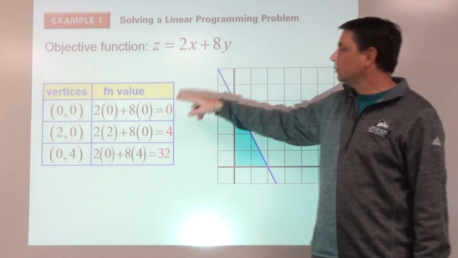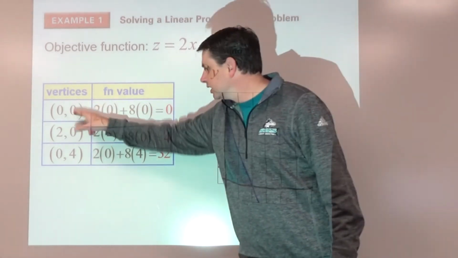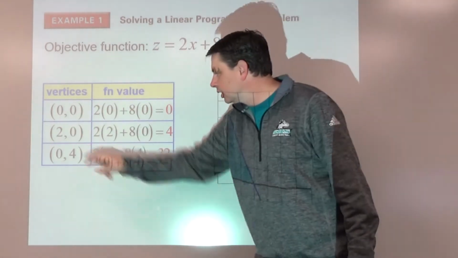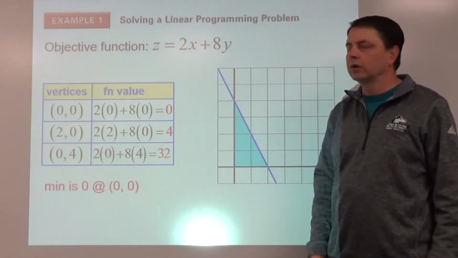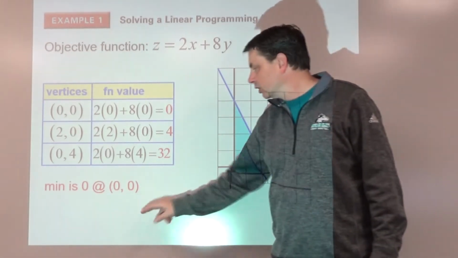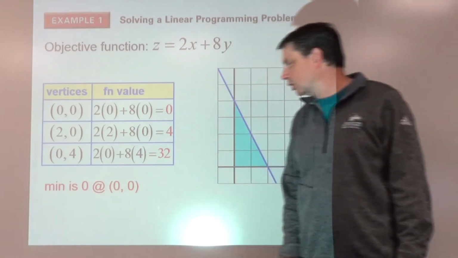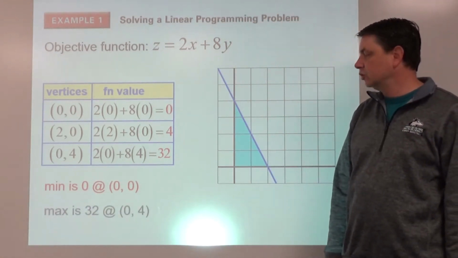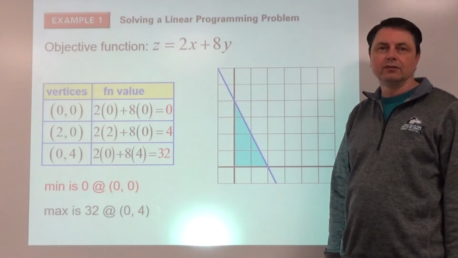So the minimum is this, it occurs here. The maximum is 32, it occurs here. We're not really sure, are we looking to minimize the function, maximize the function? So we'll list both. The minimum is 0, it occurs at 0, 0. The maximum is 32, and it occurs at 0 comma 4.